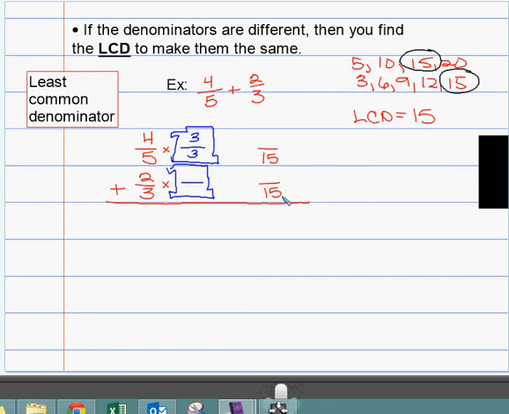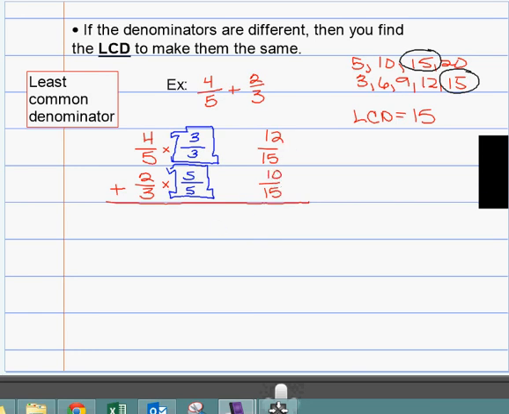In the 2/3 fraction, what do I multiply 3 by to get 15? It would have to be a 5, and so my numerator needs to be 5. So I'm going to multiply 4/5 by 3/3 and 2/3 by 5/5. Okay? 5 times 3 we've already established is 15. 4 times 3 is 12. 3 times 5 is 15. 2 times 5 is 10. Okay, now I'm going to add these.